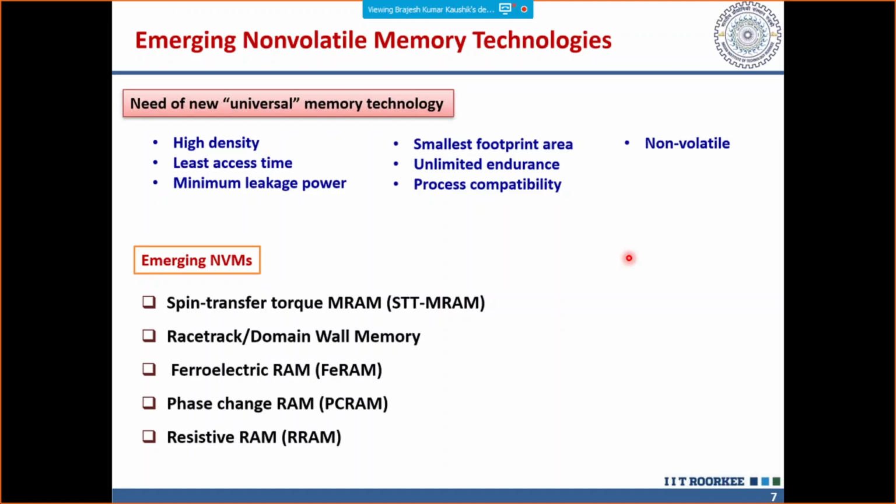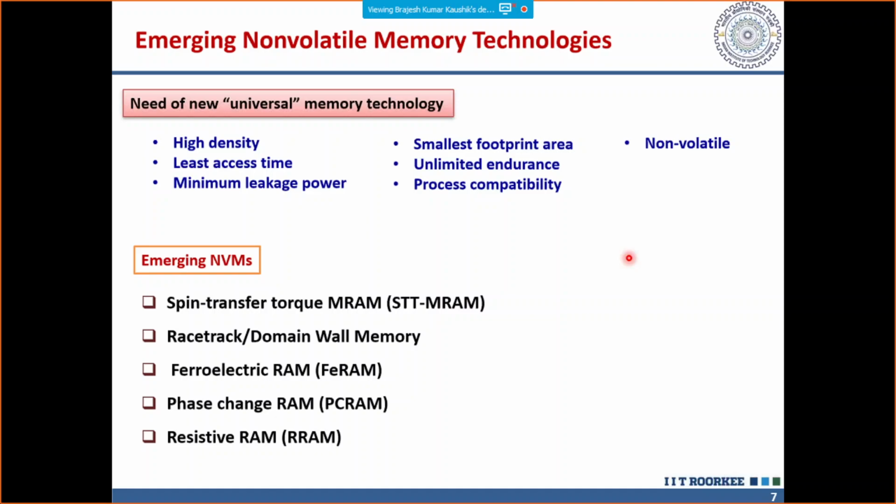So one transistor and one capacitor should be good enough to store the information, but then you have to refresh it every time. That is another story. But it's important that its density is quite huge. So what people thought is that they should have a new universal memory technology that should have high density, the smallest footprint area, be non-volatile, have the least access time, unlimited endurance, minimum leakage power, and also some process compatibility.